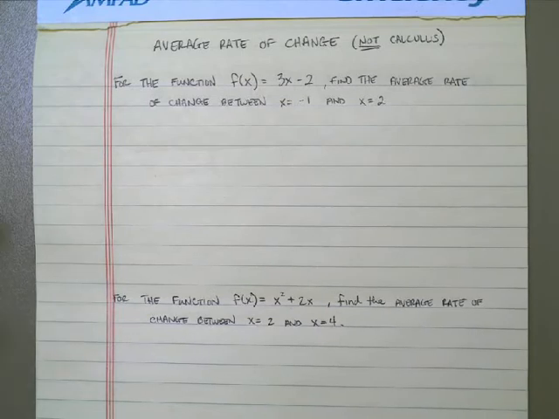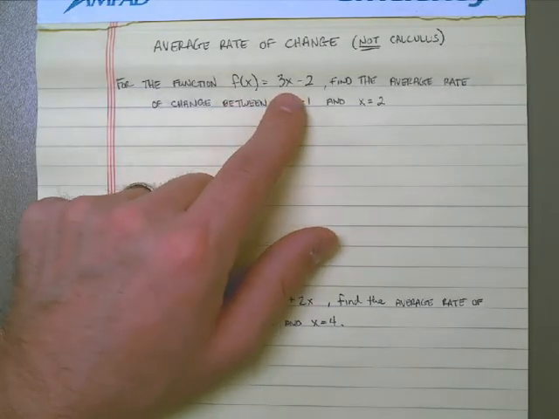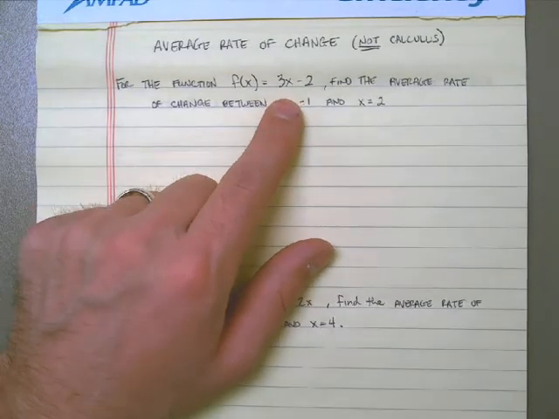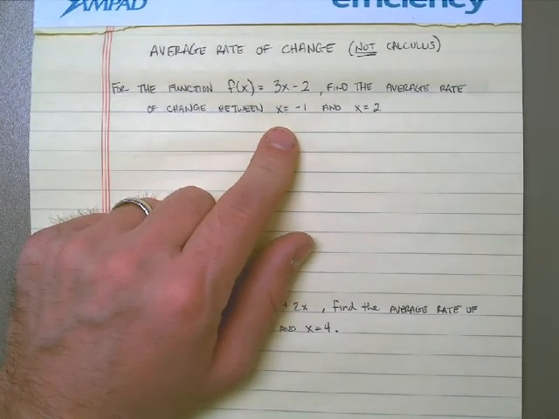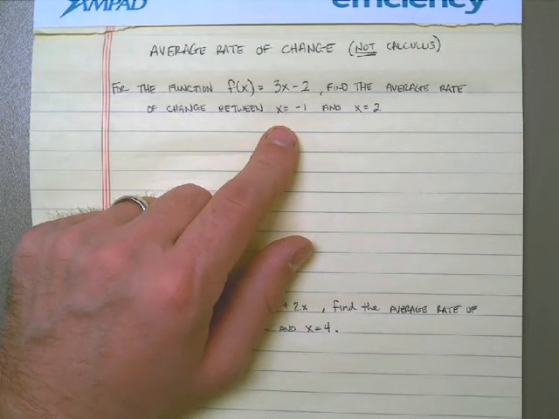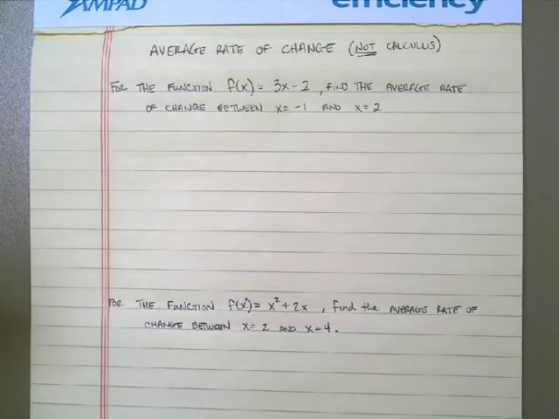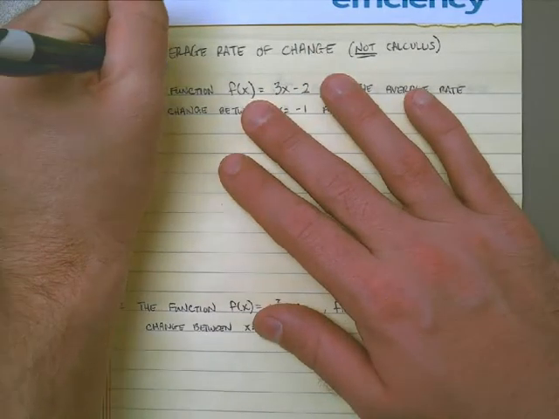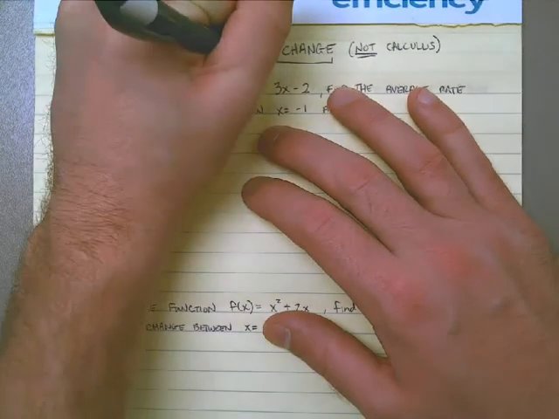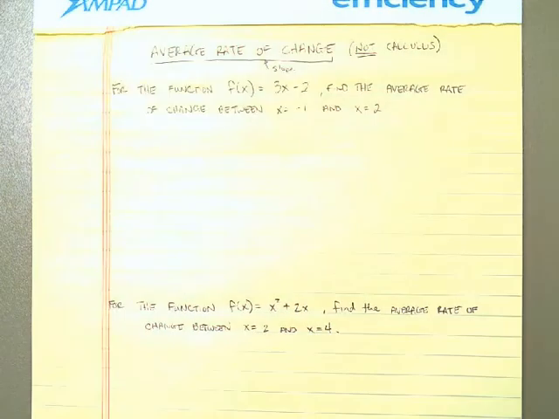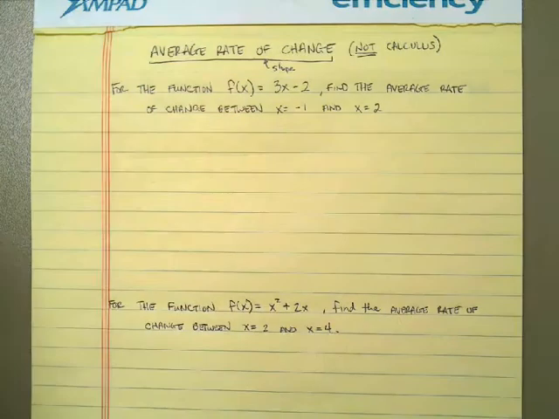For the function f of x is equal to 3x minus 2, which we know is just a line, right? Y equals 3x minus 2. I've been asked to find the average rate of change between x equals negative 1 and x equals positive 2. I want to point something out before we go any further with this problem. See, this whole phrase here, average rate of change, is really just a fancy way of saying, what is the slope? What is the slope between these 2 points?